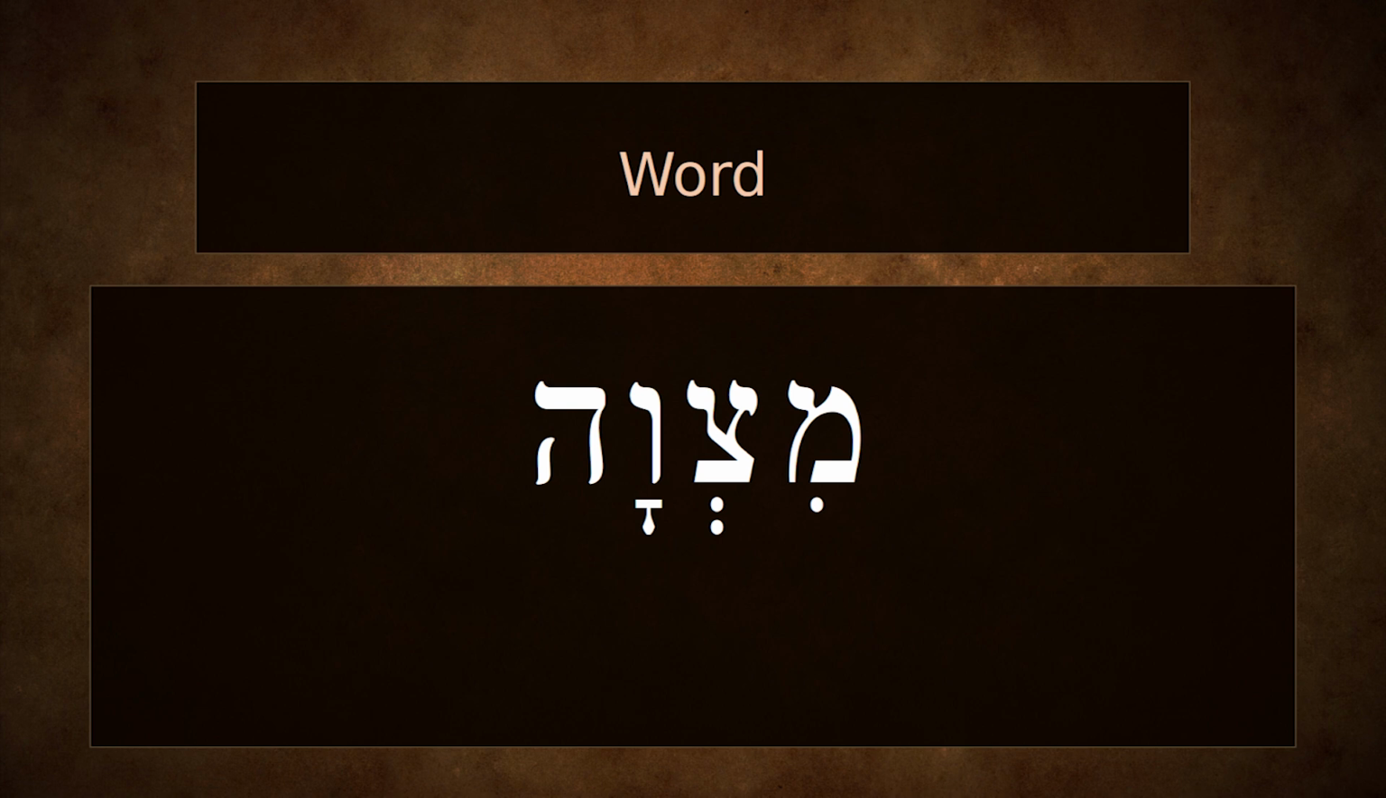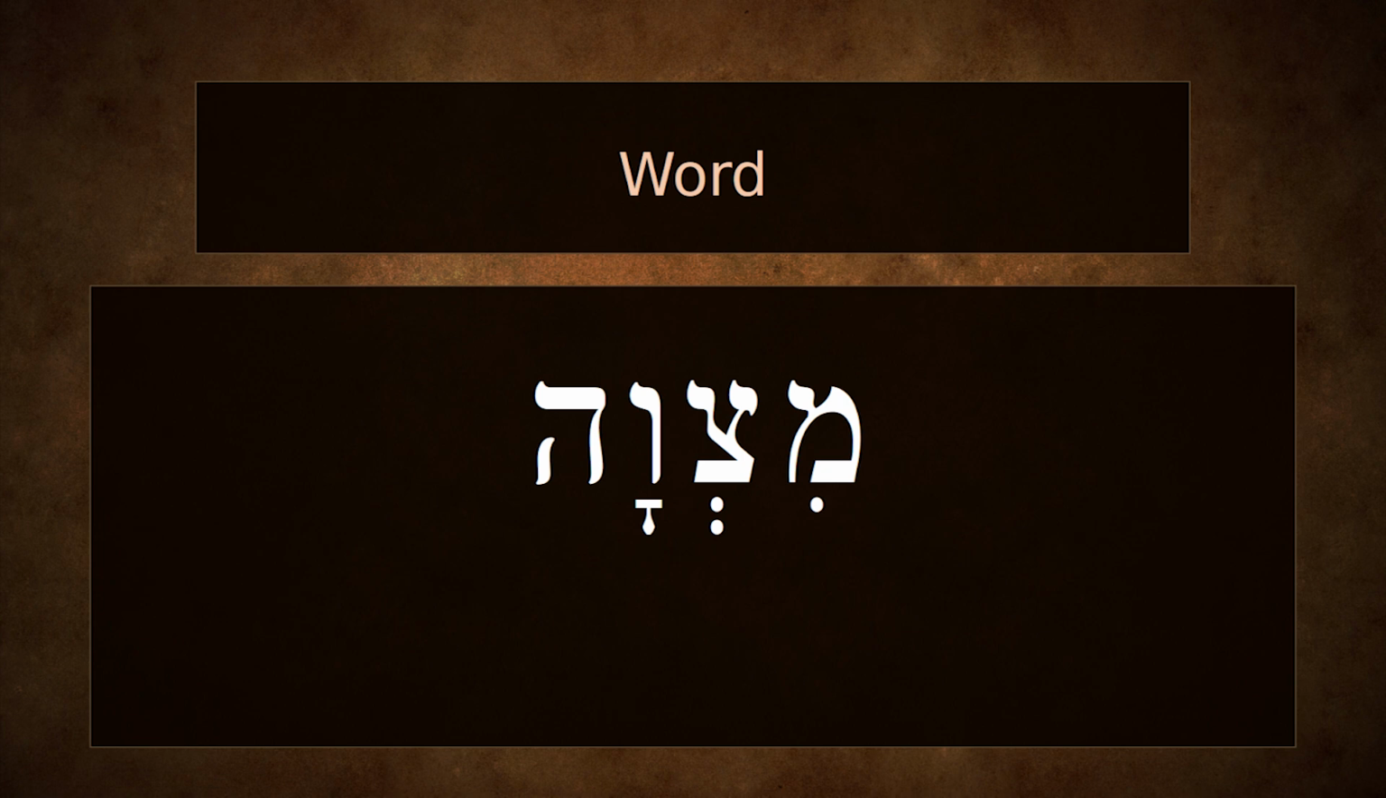Here is a word that uses the schwa. It starts with mem, a chiruk under the mem, tzadi, shva under the tzadi, vav with a kametz, and a he at the end. Let's pronounce this word.